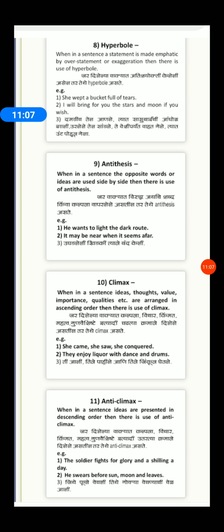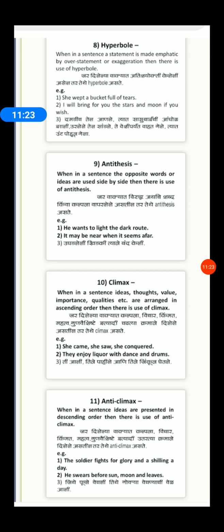Ninth one, antithesis figure of speech. When in a sentence opposite words or ideas are used side by side, then there is use of antithesis figure of speech. जर वाक्यात विरुद्ध अर्थाचे शब्द किंवा कल्पना वापरलेले असतील तर तेथे अँथिथेसिस फिगर ऑफ स्पीच असते. एक्झाम्पल, ही वॉन्ट्स टू लाईट द डार्क रूम.